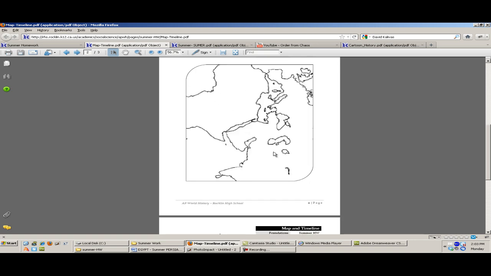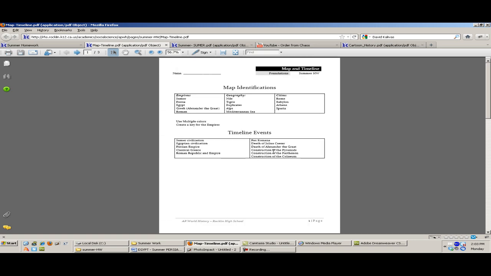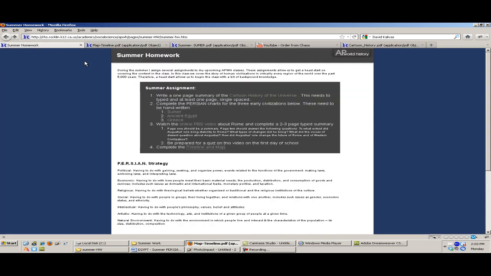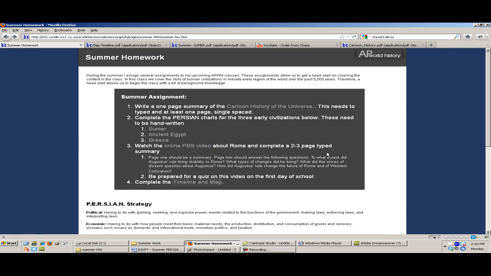Like I said, I didn't count the pages offhand, but I think we're pushing about 9 or 10 pages when you get everything all printed out and typed up. And this is due on the first day of school. If you do have any questions, I'll be checking my email throughout the summer, and I can help you out with any of those. I hope this isn't too much of a bear.